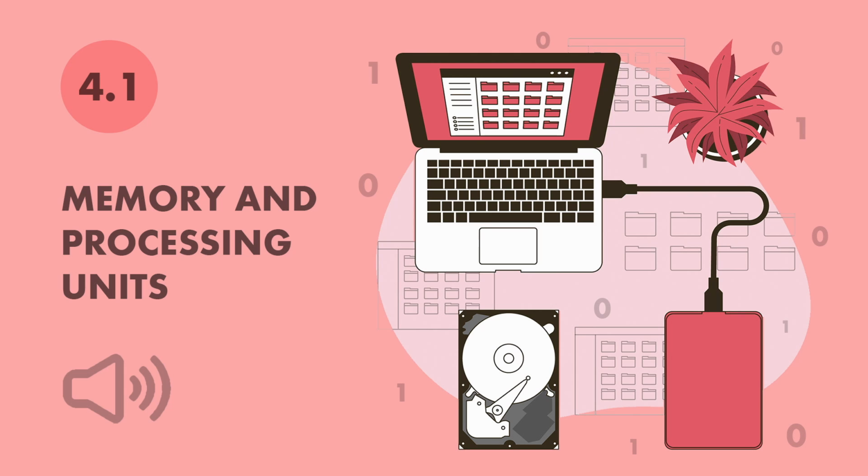Data storage units. 8 bits make 1 byte. 1024 bytes make 1 kilobyte KB. 1024 KB makes 1 megabyte MB. 1024 MB makes 1 gigabyte GB. 1024 GB makes 1 terabyte TB. 1024 TB makes 1 petabyte PB. 1024 PB makes 1 exabyte EB. 1024 EB makes 1 zettabyte ZB.